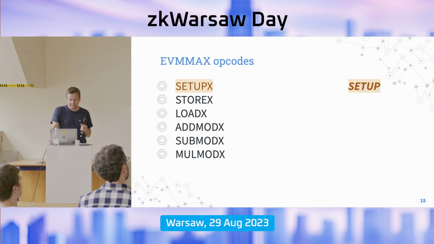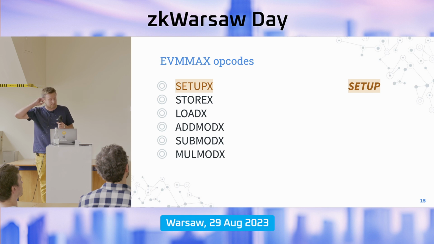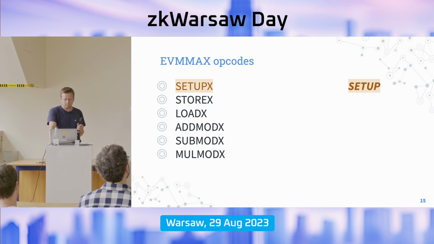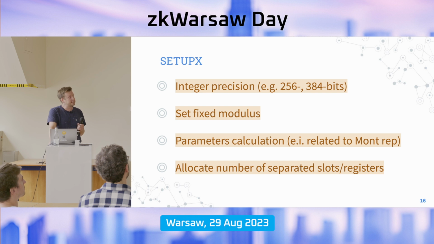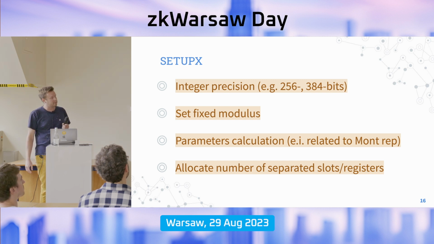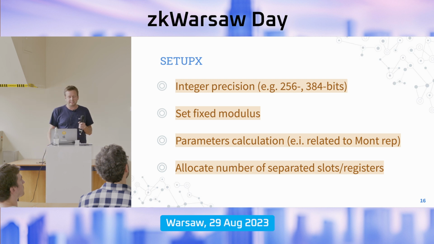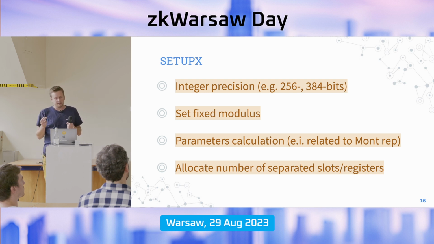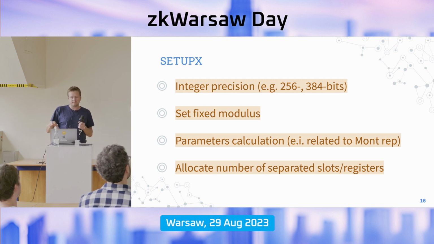So let's go a little bit deeper into the Evmmax specification and talk about the opcodes we need to introduce to the EVM. First, I want to talk about setupx. Basically, this instruction, together with the parameters that we pass, creates the active modulus context, if it doesn't exist yet in the EVM. Every modulus context is fixed and cannot be changed after creation.